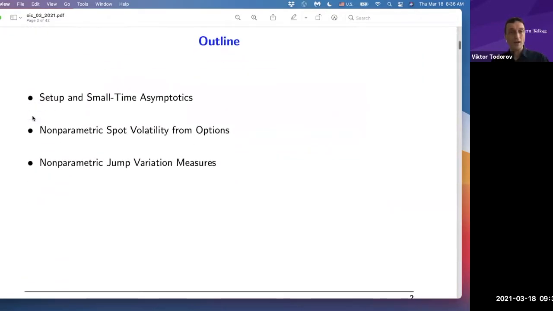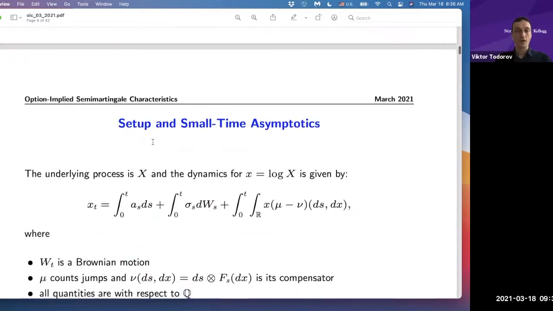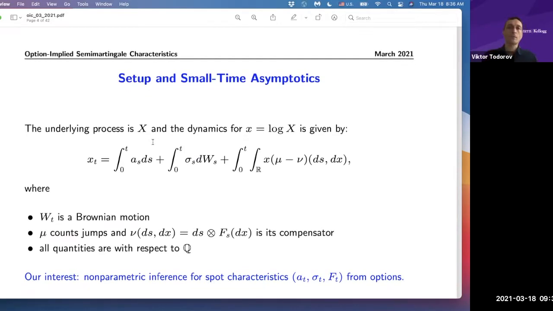A lot of what I'm going to do here is essentially short-maturity expansions of these option prices. As I said, there are two parts to this talk. One is about how you make inference about a model-free estimate of this spot volatility from the options, and the other is about the rest, which is the jumps. Most likely I will not have time to talk about the rest, but we'll see. Let me introduce a little bit of notation. The underlying stock price is X, with capital letters for the price itself, and small letters we will use for the logs.